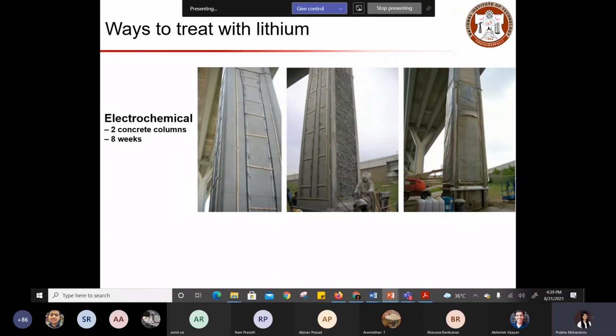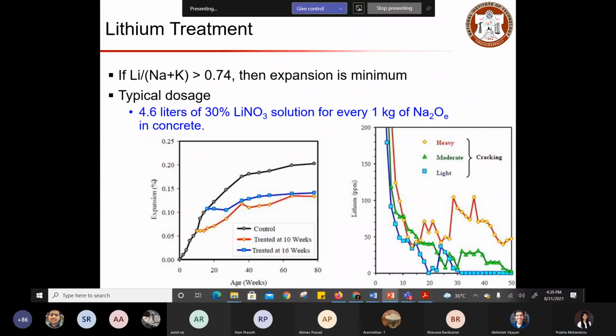The whole columns are electrochemically treated with lithium. So the lithium is embedded on the surface, countering the ASR attack. Here, when you use lithium, that basically controls the level of alkalis in your cement. You can see that if you have a lithium to alkalis ratio greater than 0.4, then the expansion is reduced.